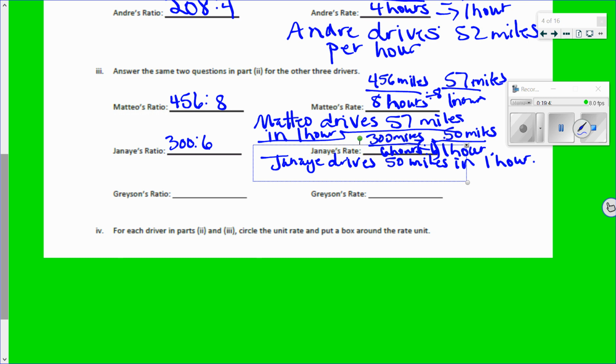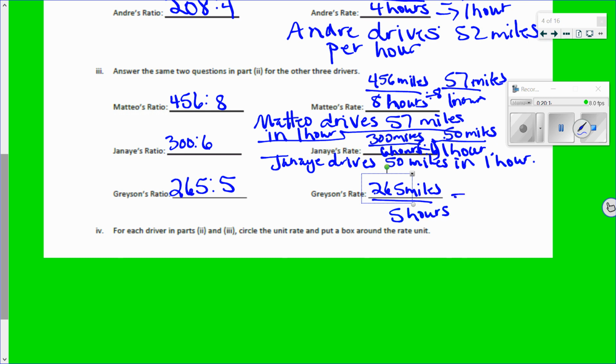All right, Grayson's ratio. Avery, his ratio? Okay, 265 to 5. Good. So I'm going to set up the same thing here? Yes. 265 miles in 5 hours. And I want to know how far he goes in 1 hour.